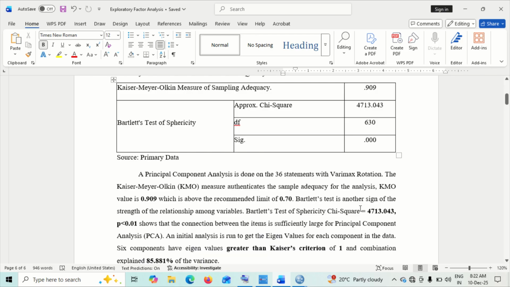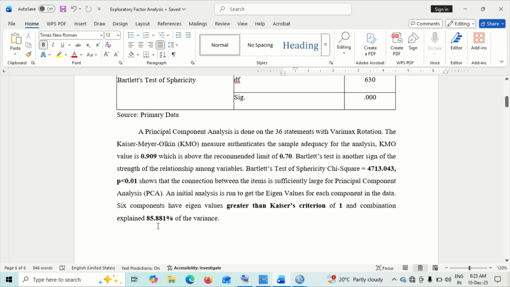Bartlett's test is another sign of the strength of relationship among the variables. Bartlett's test of sphericity chi-square is equal to 4713, and the significance value is less than 0.01, which shows the connection between the items is sufficiently large for principal component analysis. An initial analysis is run to get the eigenvalue of each component in the data. 6 components have an eigenvalue greater than the Kaiser criterion of 1, and the combination explained 85.881% of variance.